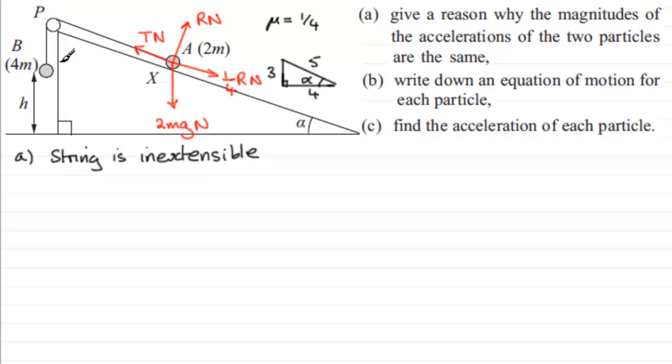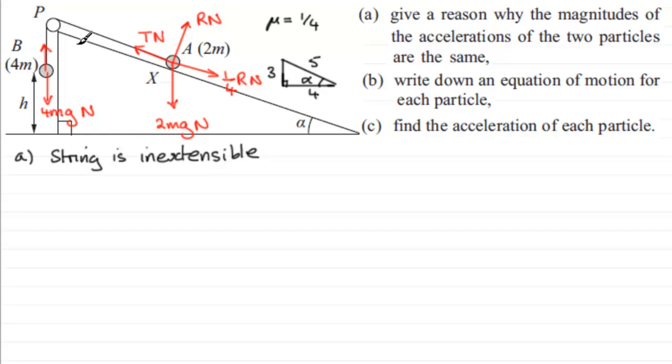Now, if we turn our attention to particle B, the force on it, because it's moving downwards, is its weight. That would be its mass, which is 4m, multiplied by g, the acceleration due to gravity, measured in newtons. And we've also got a tension trying to slow it down from falling, offering a resistance to motion. And that tension is in fact going to be exactly the same as the tension here.